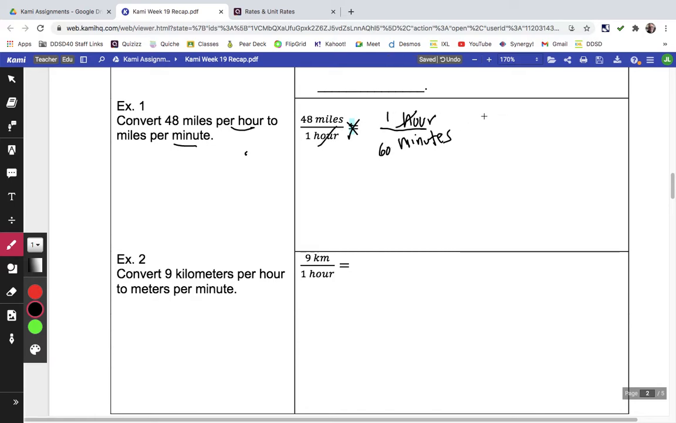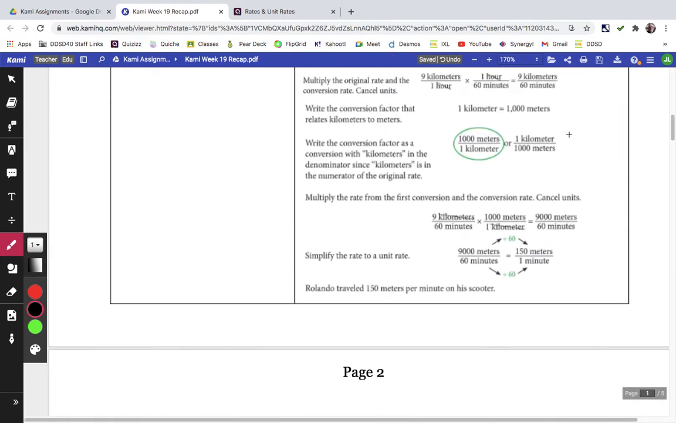And this really becomes 48 miles in 60 minutes. And what we want to do is simplify that to 1 minute. So we're going to divide by 60. Divide by 60, and that's equal to 0.8 miles in 1 minute. So let's go back up and see the rest of the steps.